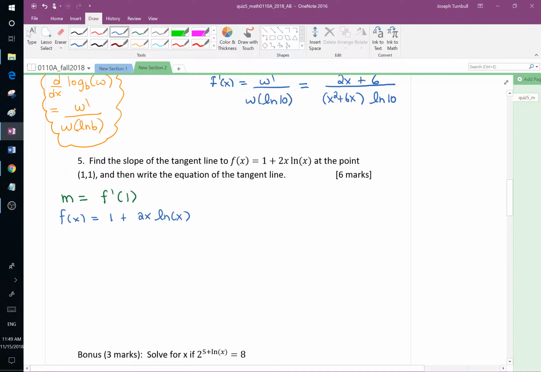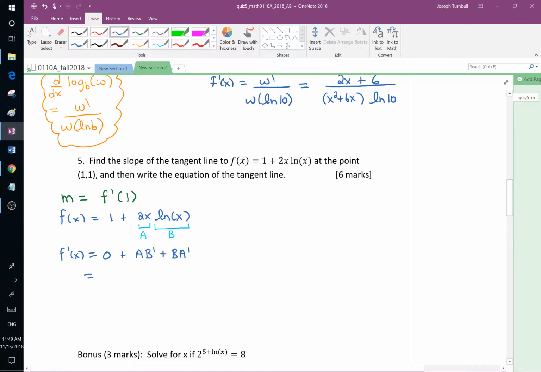Now, as the quizzes were coming in, I noticed a lot of people did this one wrong because they missed the product rule. It's the usual thing. You have to look for them. This is an A times a B. So when you take the derivative, here we go. We have the derivative of 1, which is 0 because it's a constant, plus A times B prime plus B times A prime.